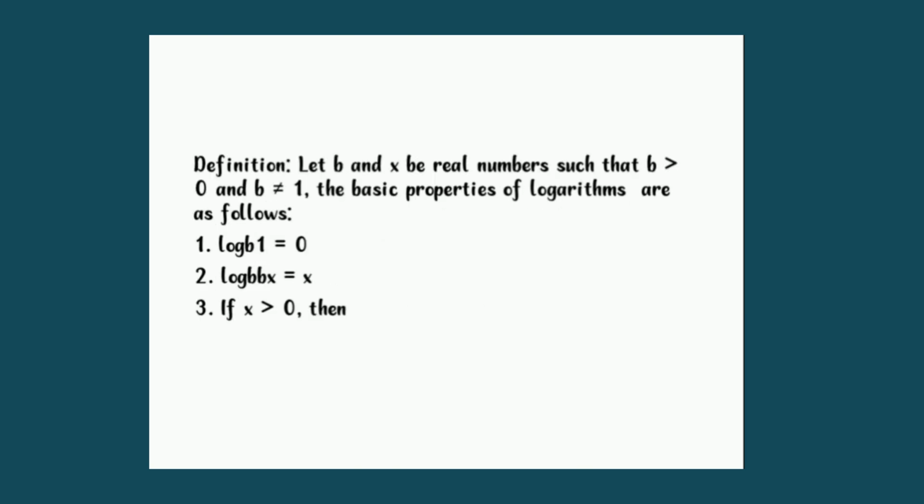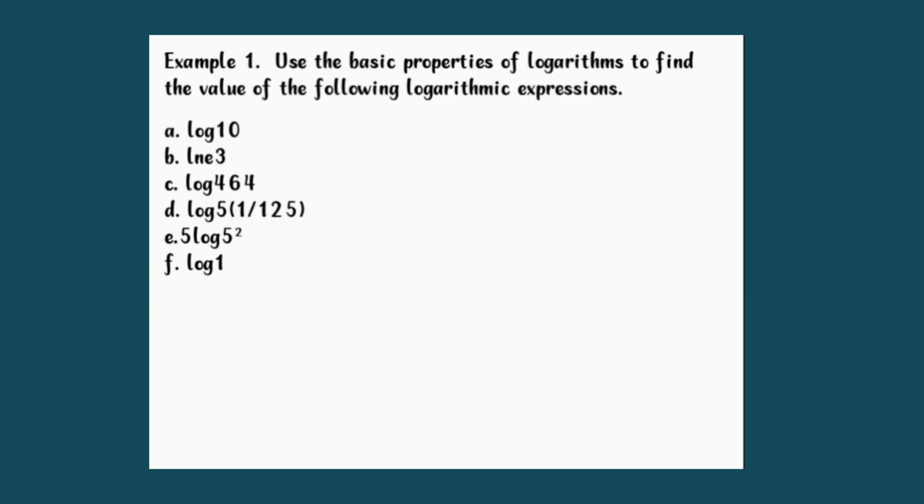Definition. Let b and x be real numbers such that b is greater than 0 and b is not equal to 1. The basic properties of logarithms are as follows. Number 1, log_b 1 equals 0. Number 2, log_b b^x equals x. Number 3, if x is greater than 0, then b^(log_b x) equals x.